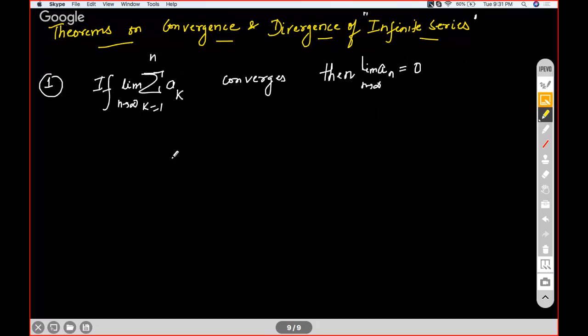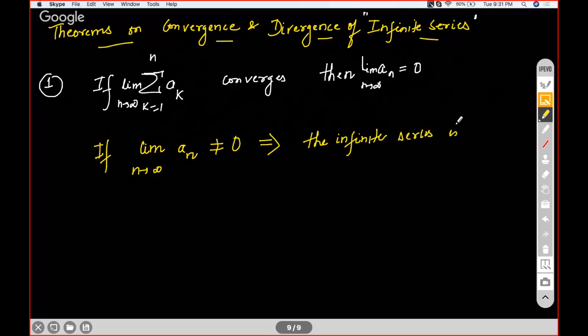Okay. Have you understood this concept? So does it have to be 0 or just any finite value? No, 0. It has to be 0 for sure. That means if the limit of an is not equal to 0, then you can directly claim that the series is divergent.